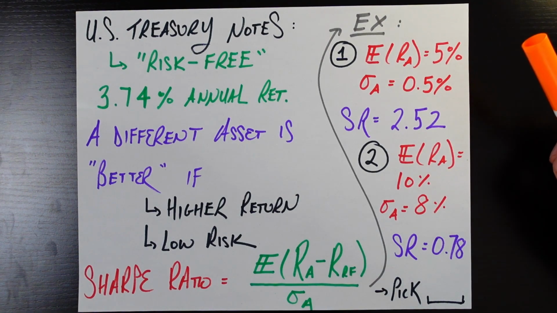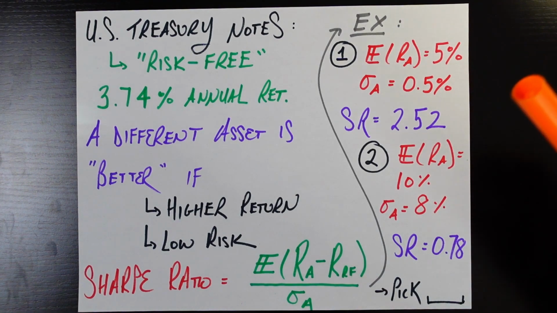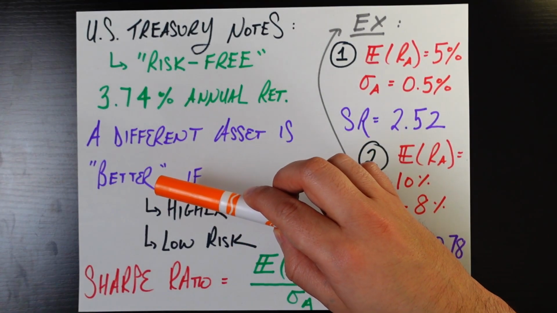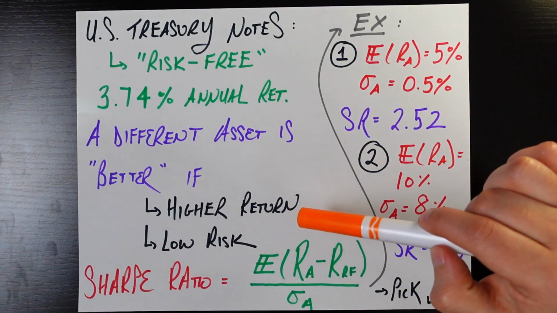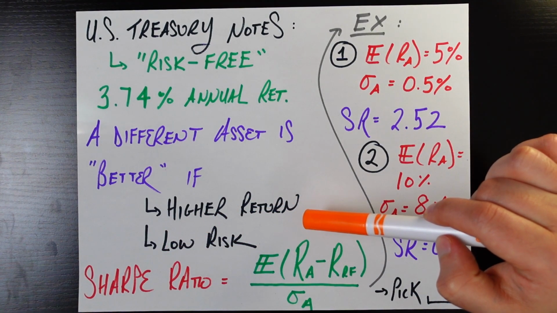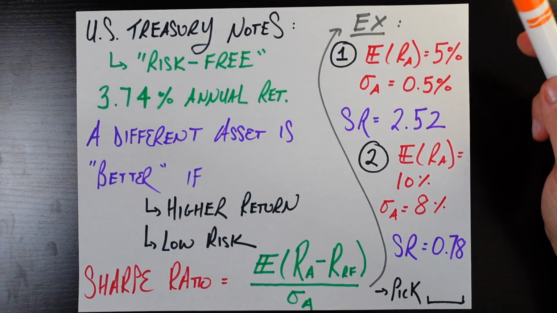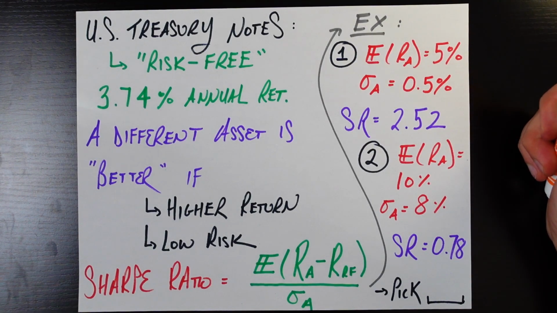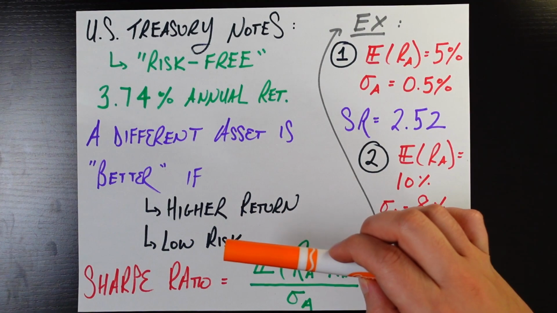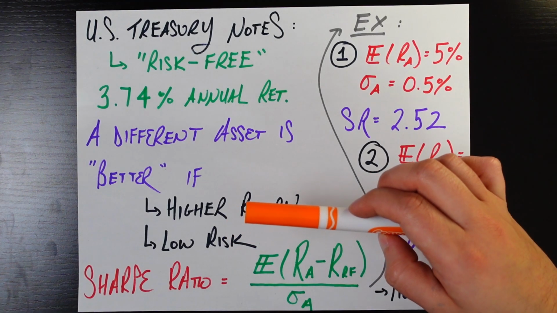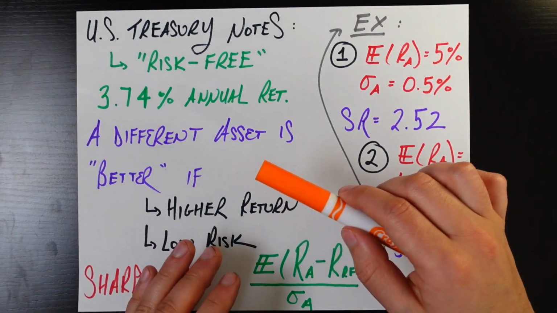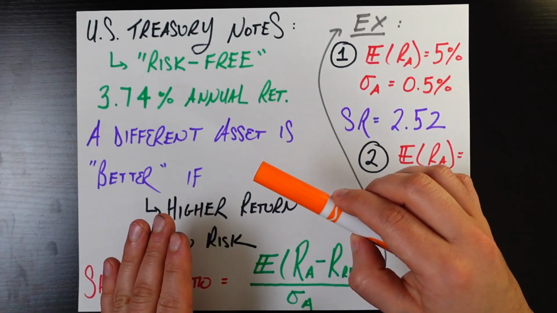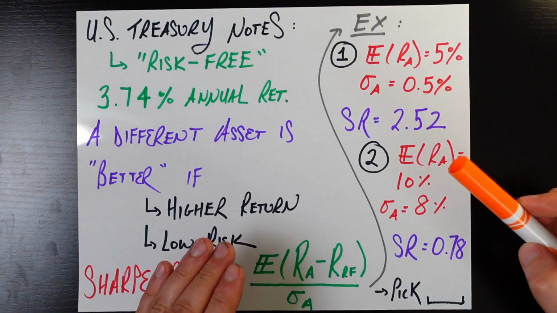And that's where the Sharpe ratio comes in. It helps us identify if one asset is quote unquote better than another, if that other asset follows two criteria. It has a higher return than the US Treasury note. So for example, it's giving you more than 3.74% per year. And it also has a generally low risk. Are we getting enough return relative to the additional risk we're taking on in order to justify buying this asset, spending our $100 on this other asset instead of the US Treasury note?